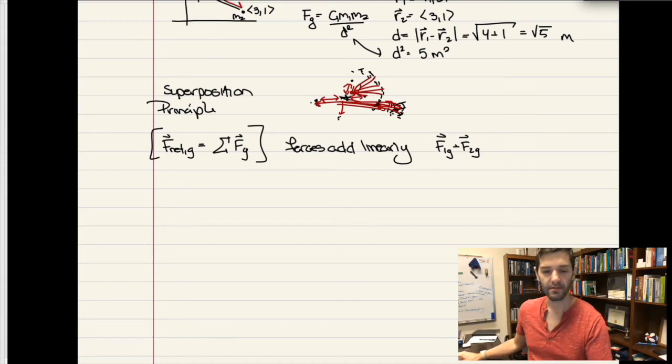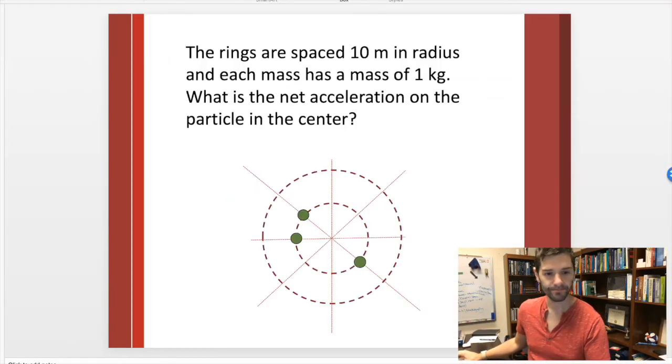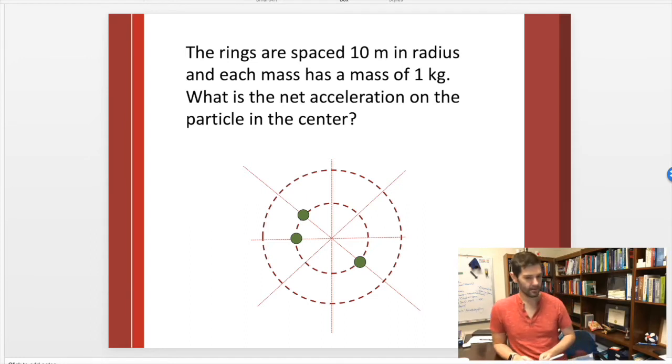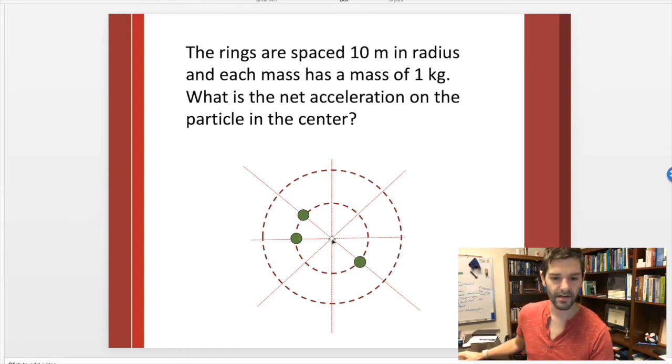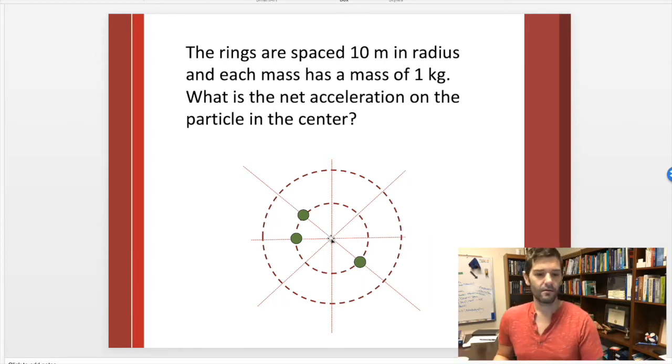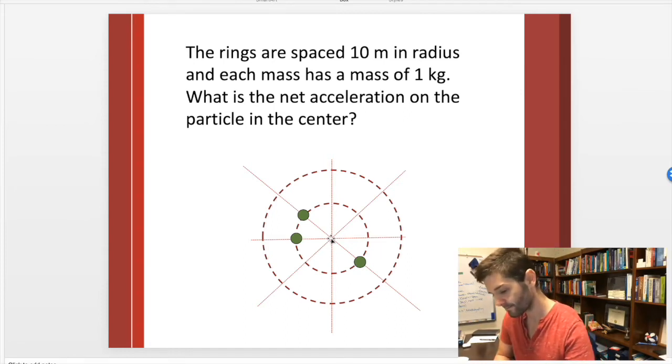So in this case, let's look at a couple conceptual problems. Suppose I have some concentric rings, and they're each spaced 10 meters in radius. The first one is 10 meters in radius from the center. The second one is 20 meters in radius from the center. And there are three objects that are shown as green circles. If I were to hang out right at the origin, what is the net gravitational force that I would feel on myself? Or in this case, what is the net acceleration that I would feel on myself?